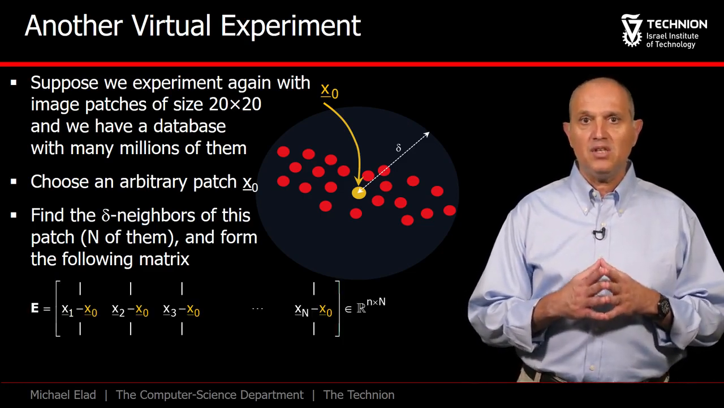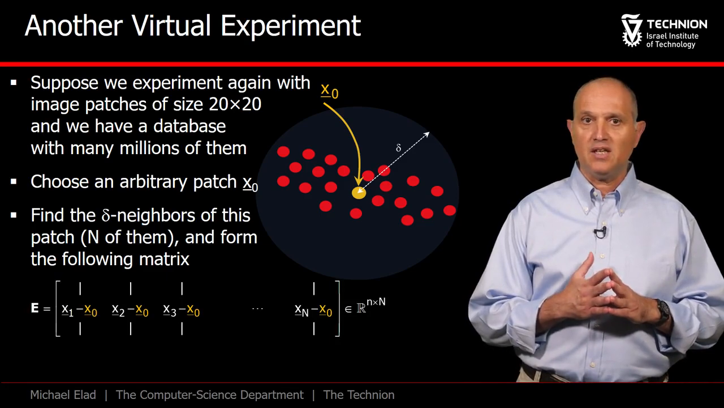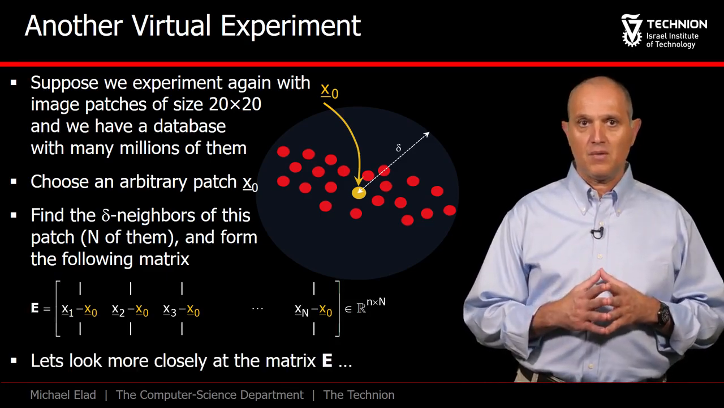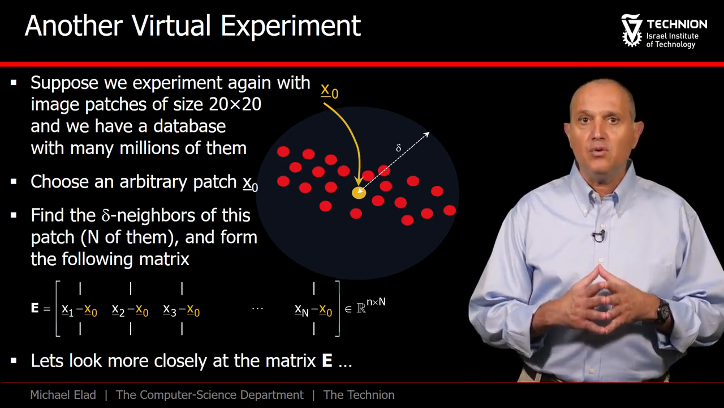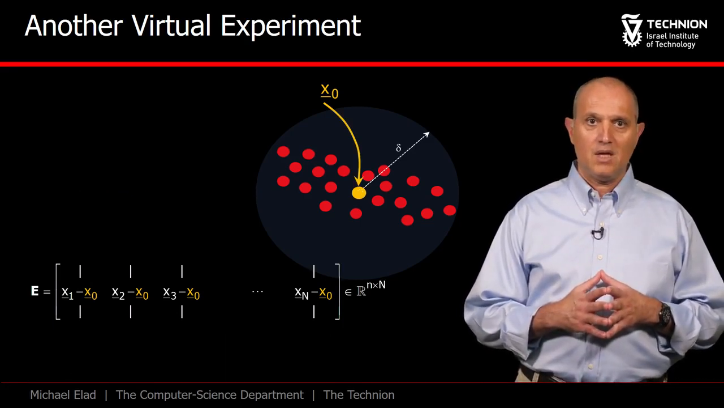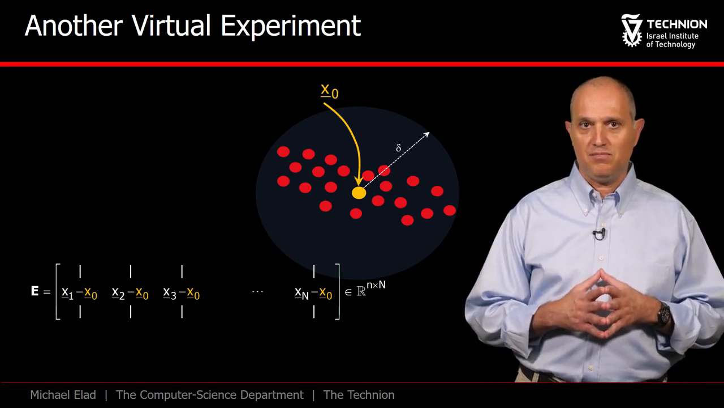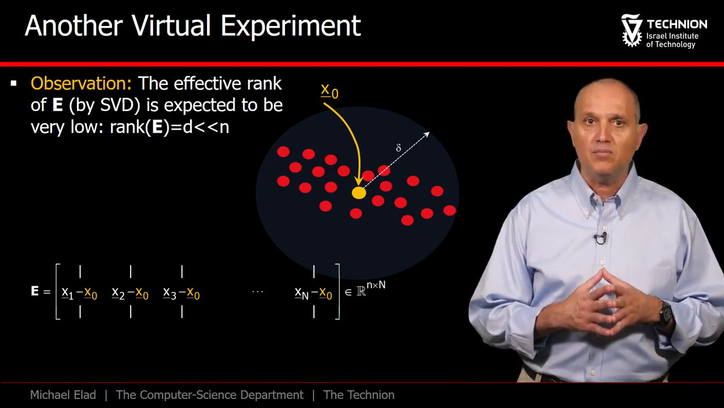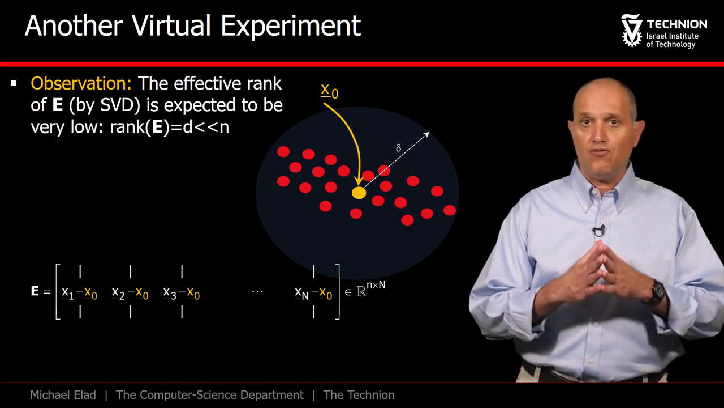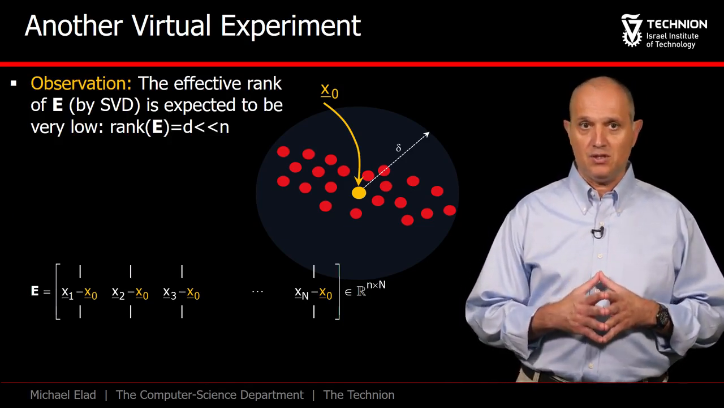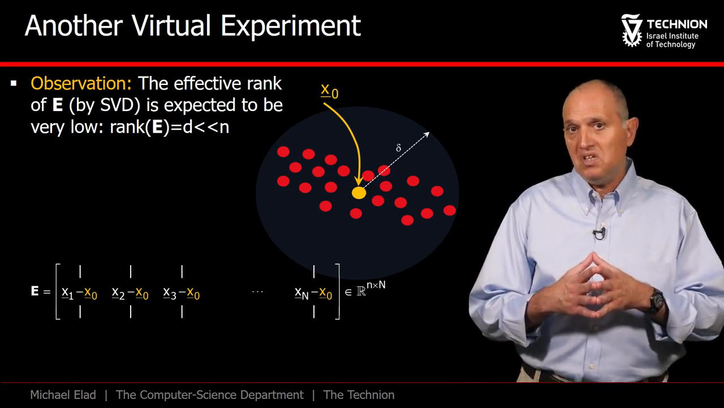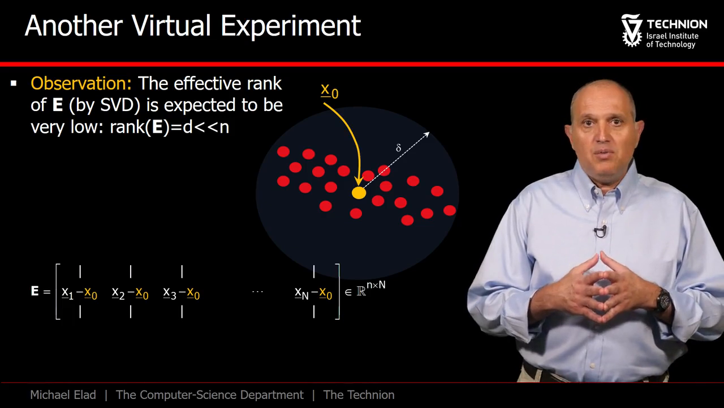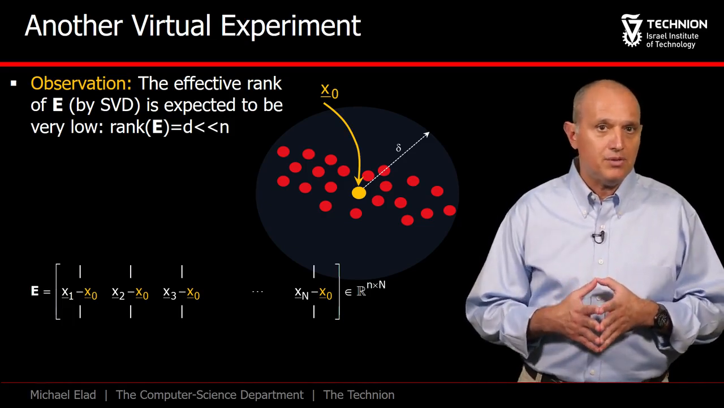We will assume that this delta is very small. Observe that x0 is subtracted from each of these n columns in E. And now let's have a closer look at this matrix. Here is a very interesting observation. D, the effective rank of the matrix E, is expected to be very small, and definitely far, far smaller than 400, the dimension of these patches. A typical value of D could be 3 to 6. By the way, this will be true regardless of n, the number of neighbors.